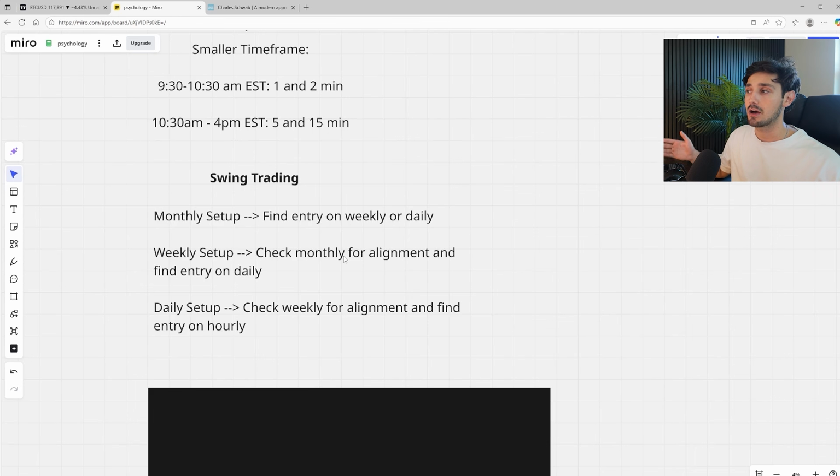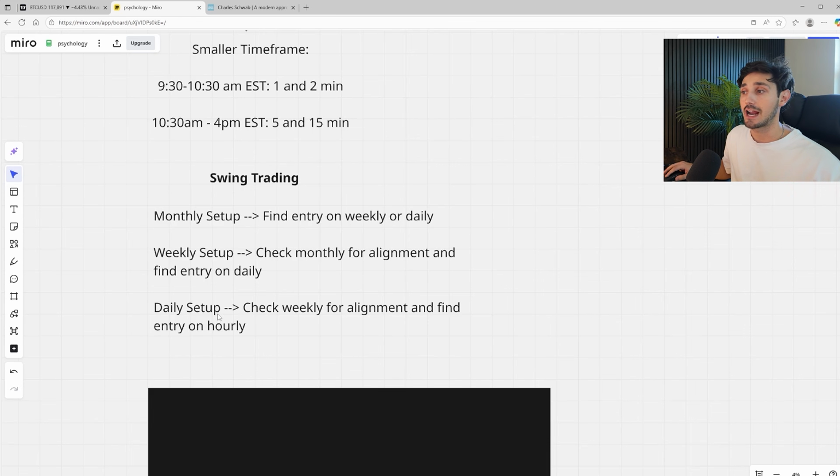And once you get that confirmation, from there, you can go to the daily time frame to actually find an entry for this weekly setup, all right? And the same thing applies if it's a daily setup. You look at one time frame above, and then you look at one time frame below for your entry. So if it's a daily setup, check the weekly time frame for confirmation.